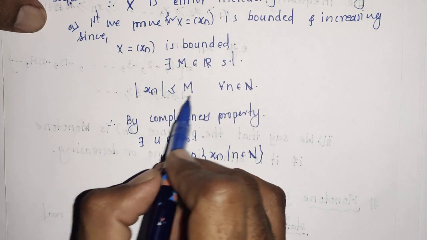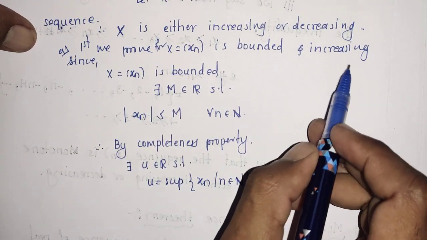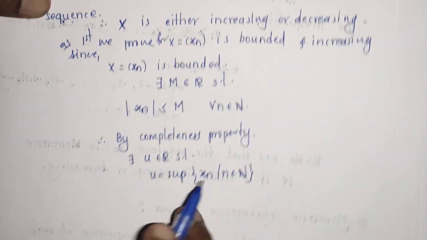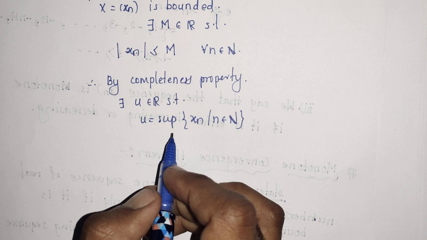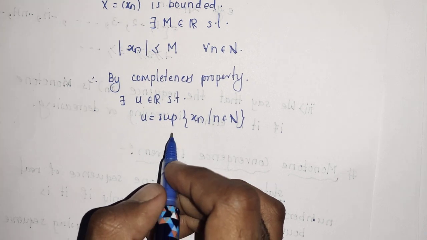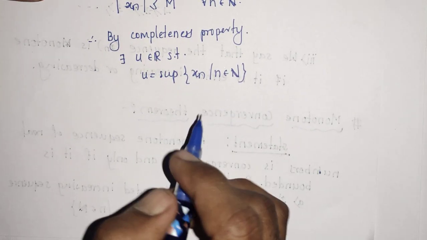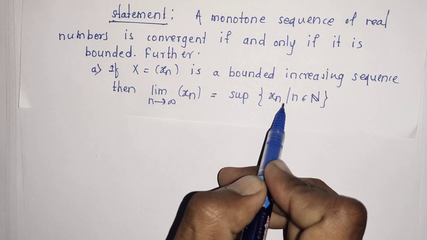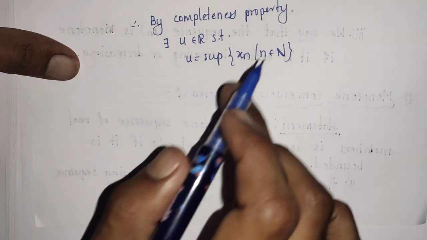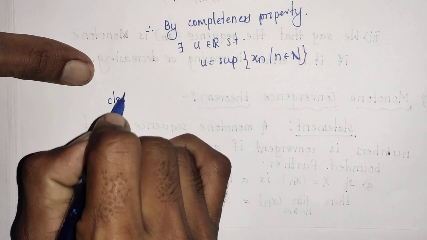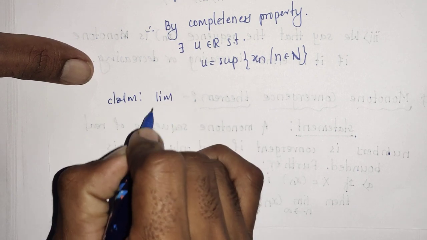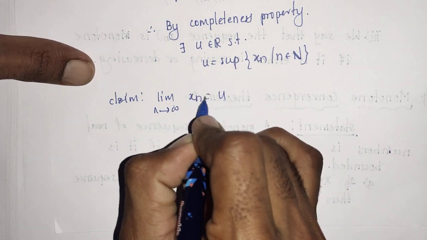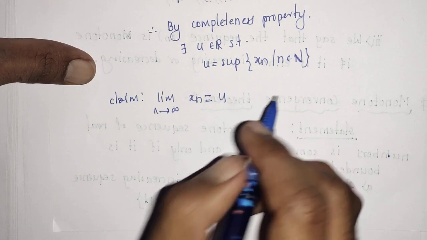Mod of xn less than or equal to m means the sequence is bounded, also the sequence is increasing, and an increasing sequence which is bounded above has a supremum. So there exists some u such that u is the supremum of that sequence. Now we have to prove our claim: the limit of this sequence equals the supremum of xn. Here we have taken the supremum equal to u, so our claim is limit as n tends to infinity of xn equals u.